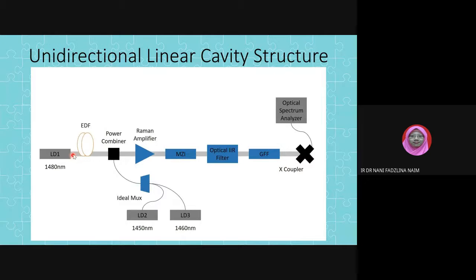We have the optical source here, which is the laser diode at 1480 nanometer. We have the pump power at 1450 nanometer and 1460 nanometer. The EDF and also the Raman amplifier is actually the amplification process. And then the signal will pass through the Mach-Zehnder interferometer, the IIR filter to filter all the unwanted signals, and finally the gain flattening filter. Of course the function of this GFF is for gain flatness. And finally the multi-wavelength laser will be observed using optical spectrum analyzer.